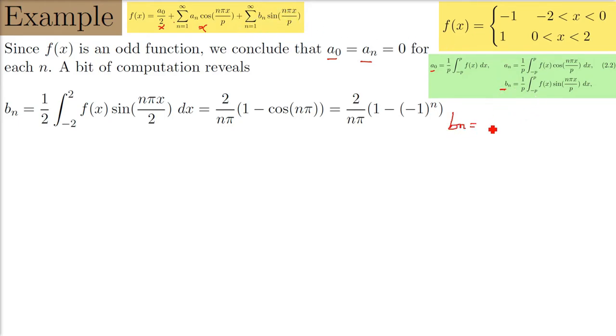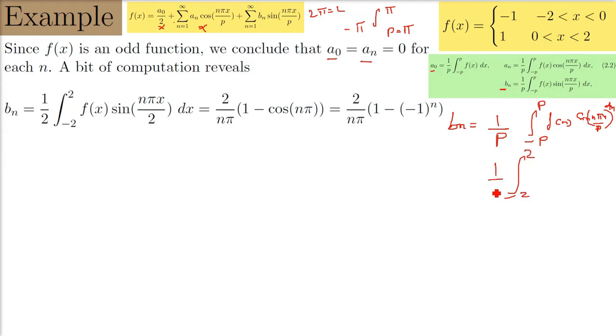bn is 1 by p, integral from negative p to p, f(x) sine(n pi x by p) dx. This p you will see in various discussions, capital L also. Same thing. If I take from minus pi to pi, p is pi because the range is 2 pi. Here we are taking it from negative 2 to 2, so p is 2.